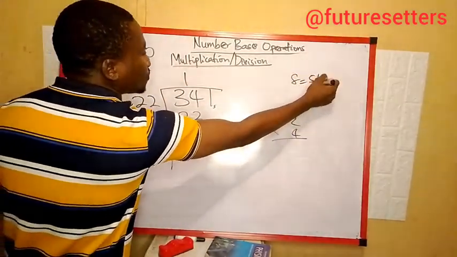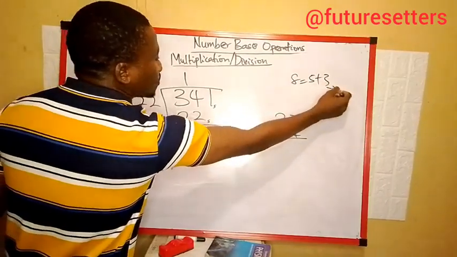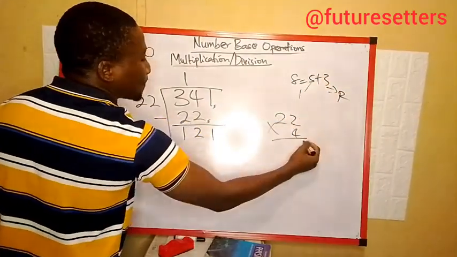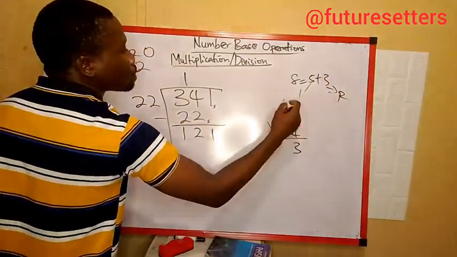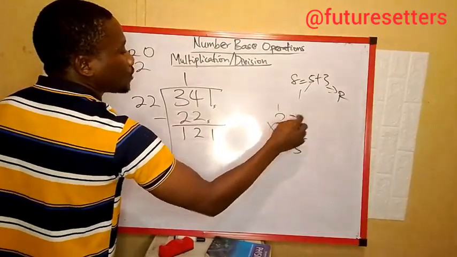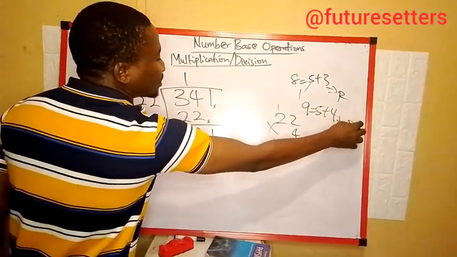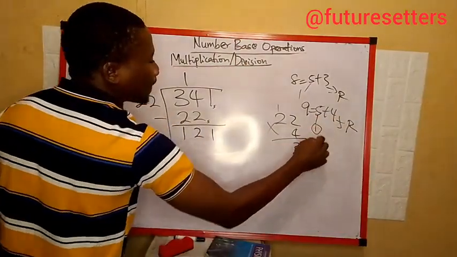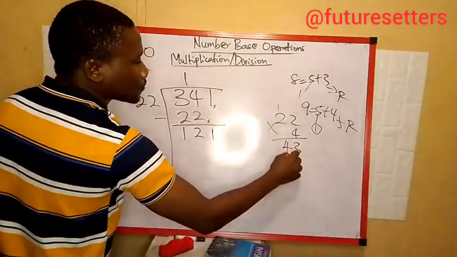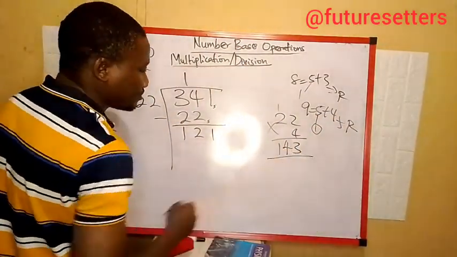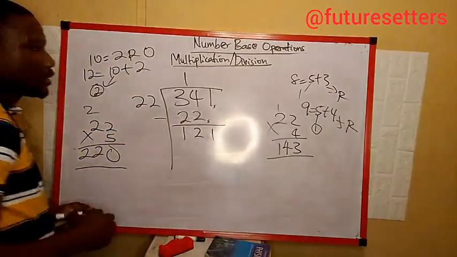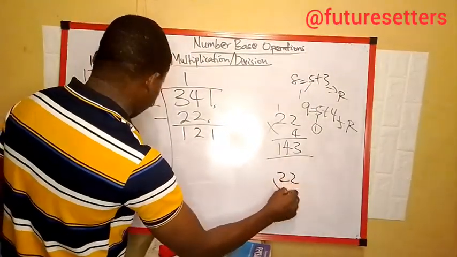8 is 5 plus 3. This 3 is the remainder. Then 1, 8, 9 is 5 plus 4. This one serves as remainder and this one serves as 1. Put 4, then we carry 1. So it's still more than. So let's check 22 times 3.